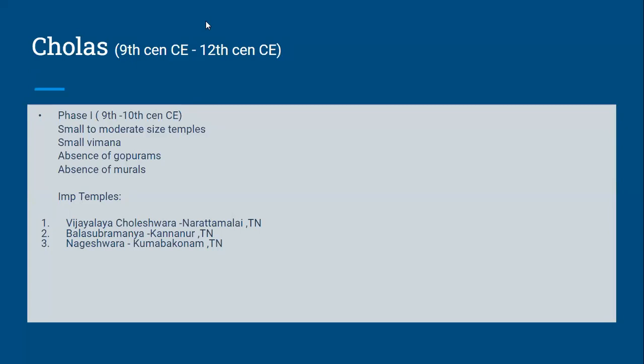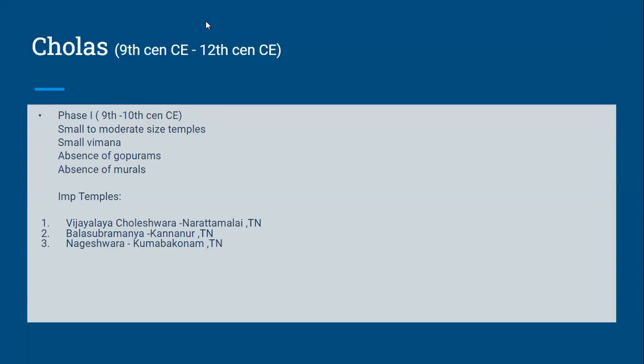So Cholas, 9th century CE to 12th century CE. Now, while writing, I've seen many students directly jump to the peak phase of the Cholas. Directly they want to write answers about the Brihadeshwara temple and all. No. Whenever the question is on Cholas, try to represent both phases, the early phase and the later phase. This will make a good impression on the paper evaluator.